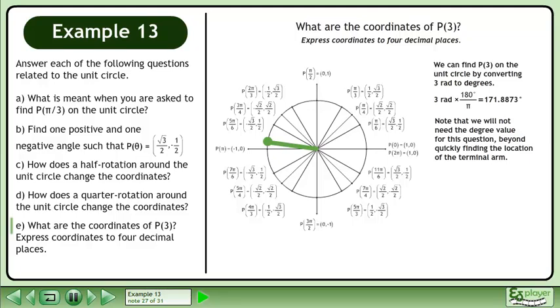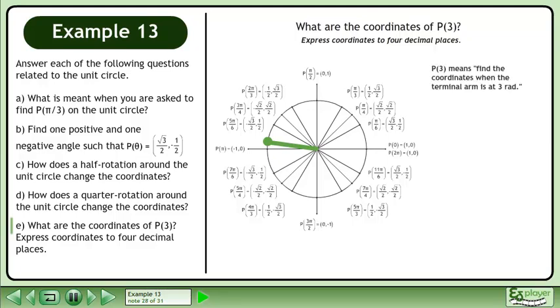P at 3 means find the coordinates when the terminal arm is at 3 radians. On the unit circle, the x-coordinate is the cosine value and the y-coordinate is the sine value. Therefore, P at theta equals cos theta, sin theta.